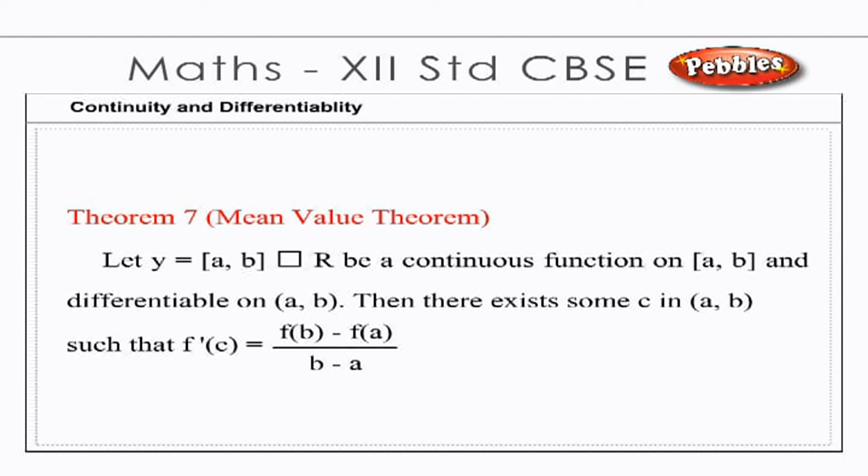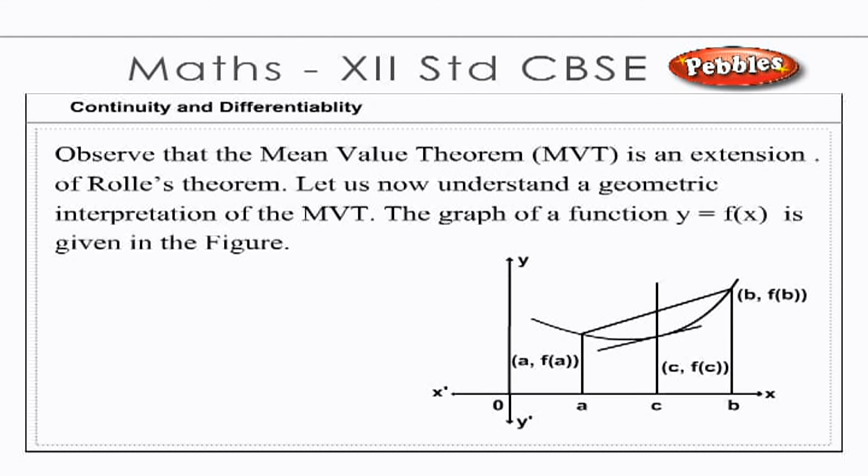Mean value theorem. Let y = f: [a, b] → R be a continuous function on [a, b] and differentiable on (a, b). Then there exists some c in (a, b) such that f'(c) = (f(b) − f(a))/(b − a). Observe that the mean value theorem, MVT, is an extension of Rolle's theorem.